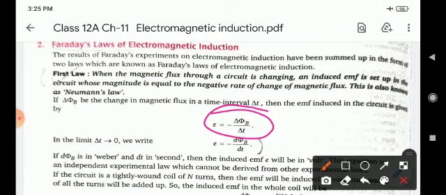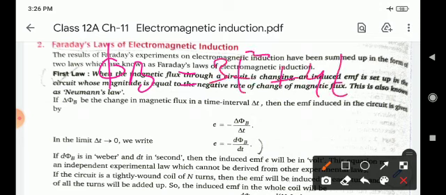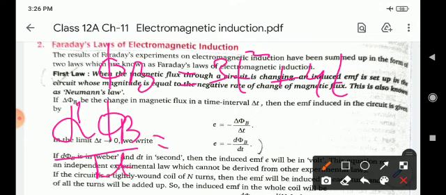In the limit delta t tends to 0, we write e equal to minus d phi B upon dt. Children, if we consider phi B equal to 3t square plus 4t, then differentiating with respect to t, d phi B upon dt is equal to 6t plus 4.